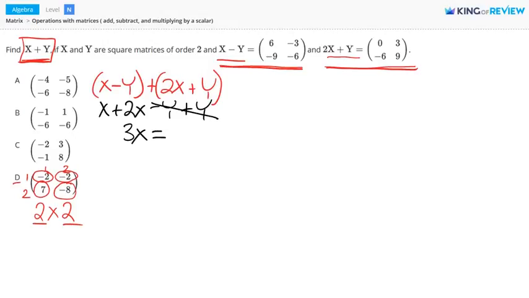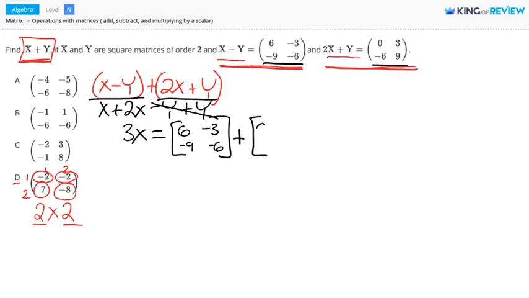So 3x equals, so what did I do here? I added x minus y, which is this matrix here, to 2x plus y, which is this second matrix. So I get the matrix 6, negative 3, negative 9, negative 6, added to the second matrix, 0, 3, negative 6, and 9. So I have 3x equals the addition of these two matrices.